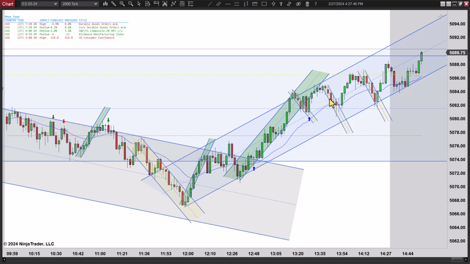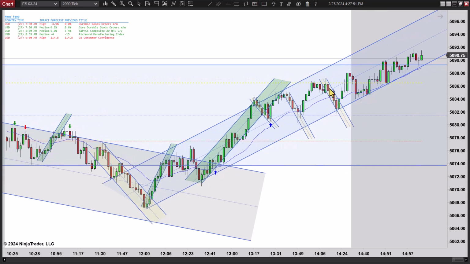Comes back here and you got another channel. It just kind of takes off. You don't really get a setup on that one. Same thing here. It comes back and you don't really get a setup. There is a hidden second entry in there, and it is right off the key entry point.